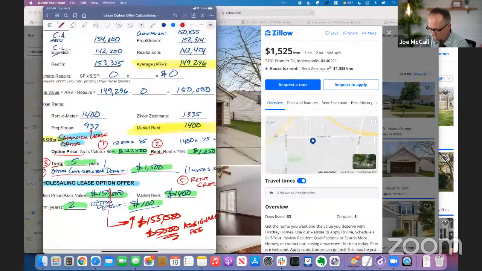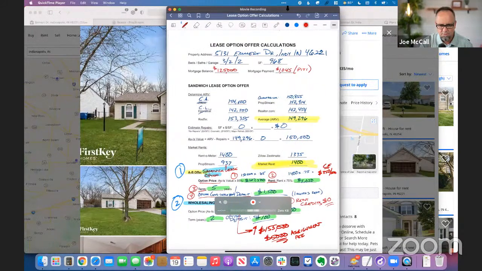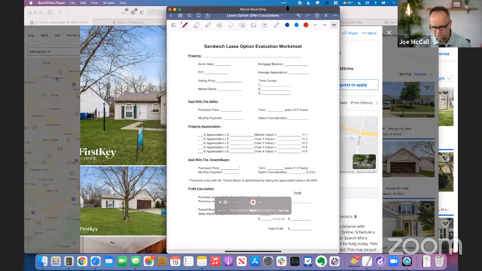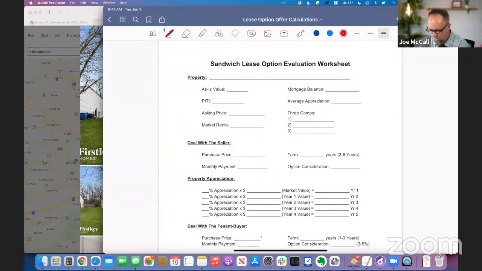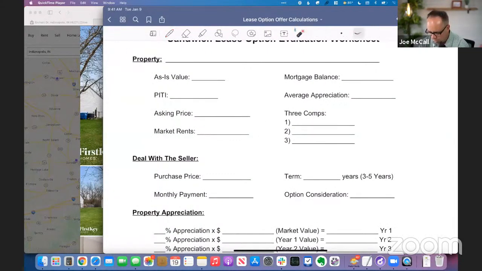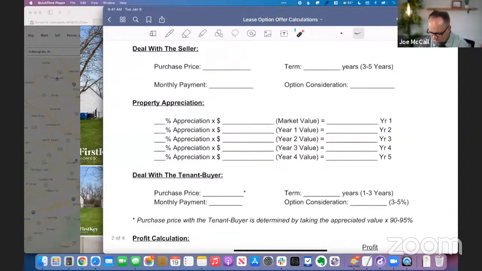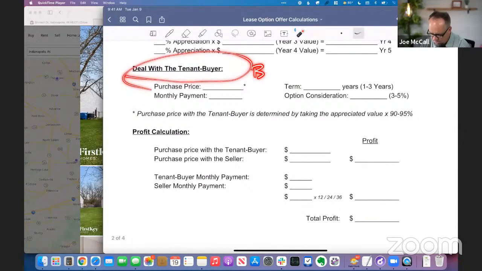All right, so now let's evaluate this deal. Let's say the seller says yes to the sandwich lease option, okay? Let's look at this evaluation worksheet here. I'll make this sideways so maybe you can see a little better. We're going to put the property here. We're going to put in the numbers: the as-is value, the PITI, the asking price, the rents, mortgage balance, appreciation. Look at some comps. This is where we're going to put in the deal with the seller. This is the A to B. And this is where we're going to figure on some appreciation. And then our deal with the tenant buyer.